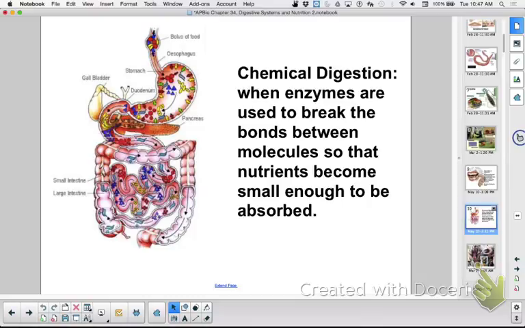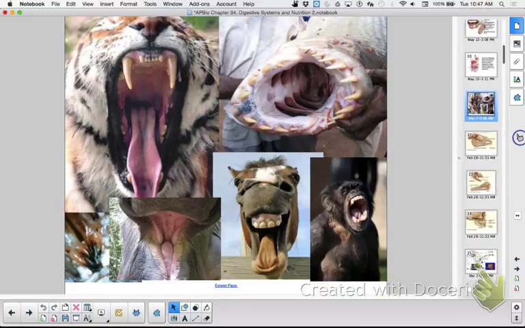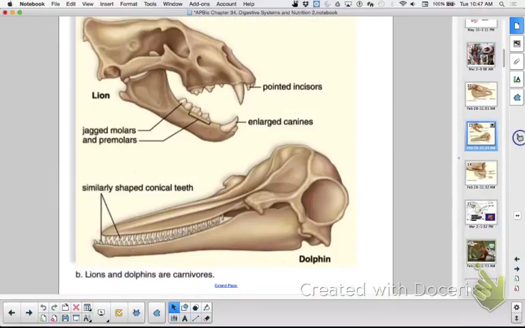So chemical and mechanical digestion. If we talk about the different types of teeth, you already went over that, and what they eat.